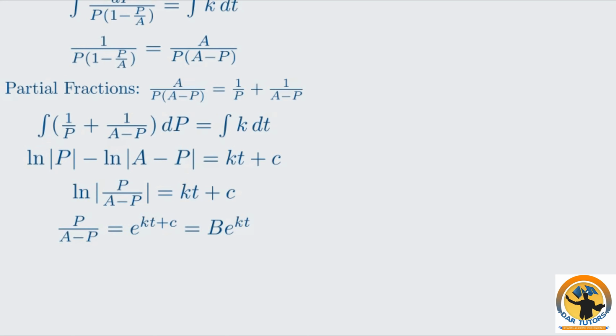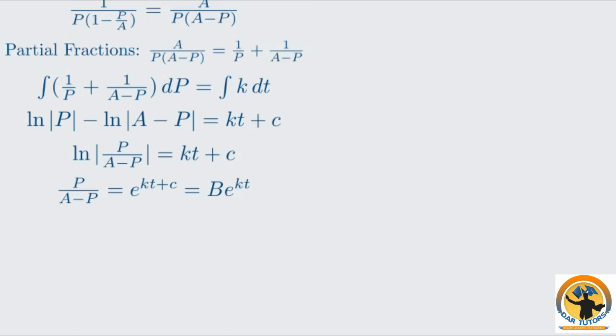Exponentiating both sides gives P divided by (A minus P) equals B times e to the power of Kt, where B is a constant. Finally, we solve for P. After some algebraic manipulation, we arrive at the general solution for the logistic equation. P equals A divided by the quantity 1 plus C times e to the power of negative Kt. This is the formula you will use to solve logistic growth problems.